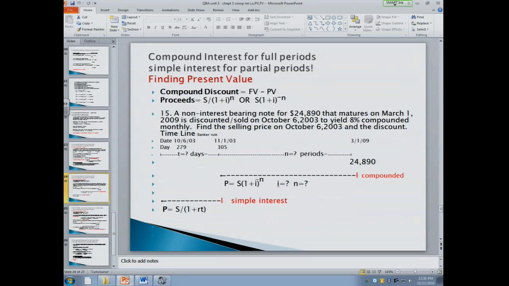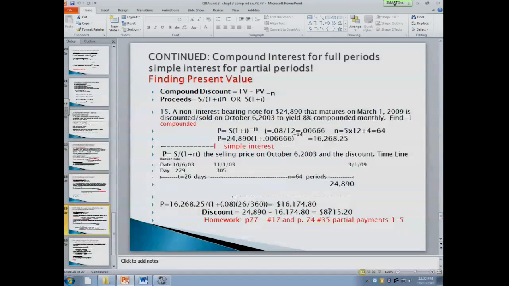And then now from November 1st, '03 to October 6, '03, there are less than 1 month, so we have to calculate the days. So the days are 26: 305 minus 279, and there should be 26 days. We're going to use a simple interest discount, use the simple interest formula, and then to find the discount amount is the future value minus the present value.